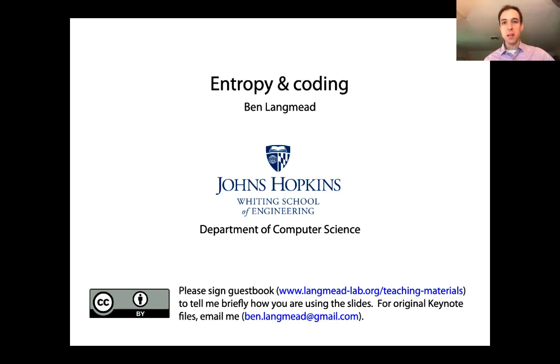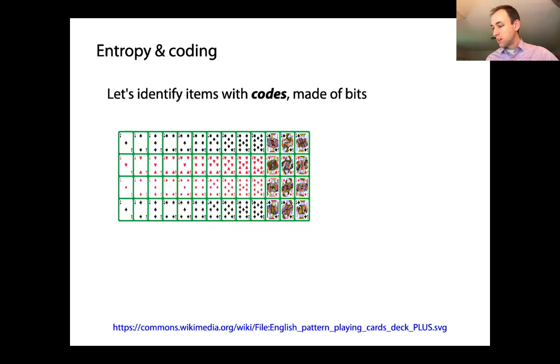So let's start by talking about entropy and coding and how we can use bits to represent items from a set or items coming from a source that might be generating, say, text. Okay, so let's start with a basic question where we have a set. In this case, we've got the set of playing cards, 52 cards, and we'd like to identify those items using codes. We'd like to come up with binary 0-1 type codes for referring to these cards.